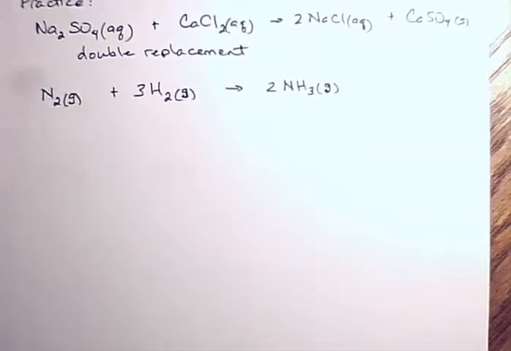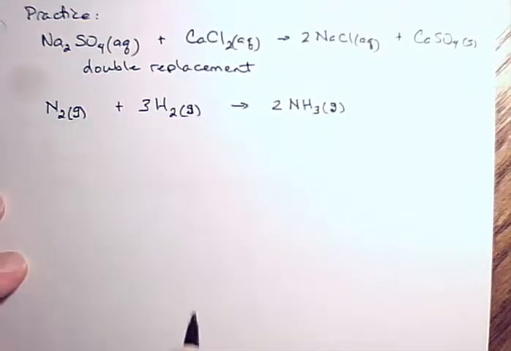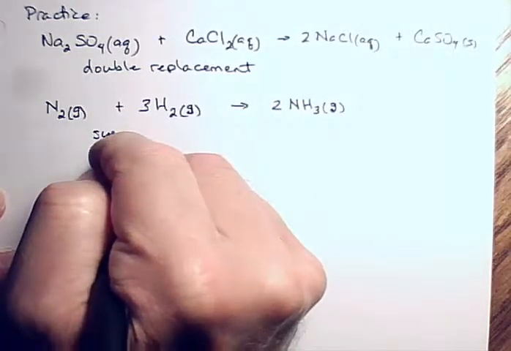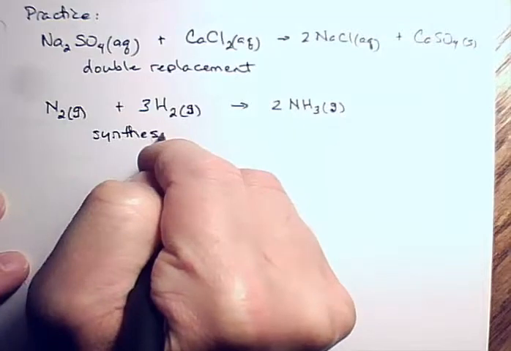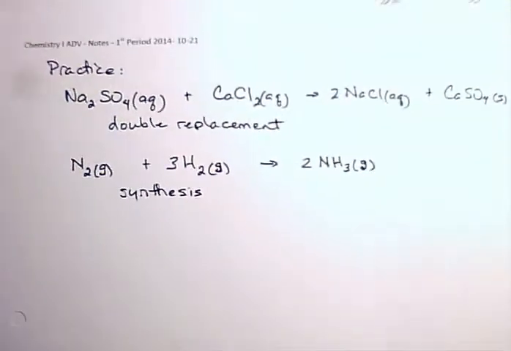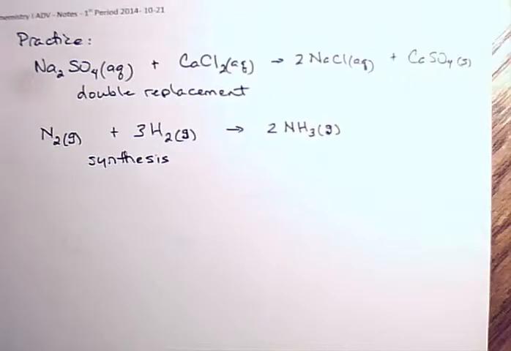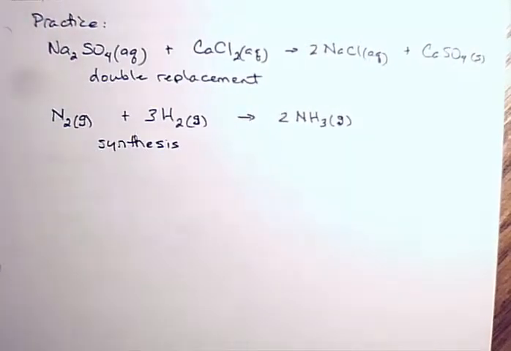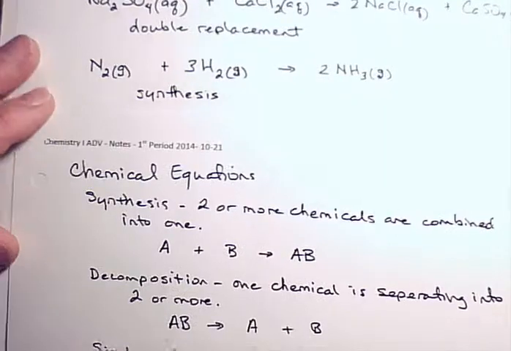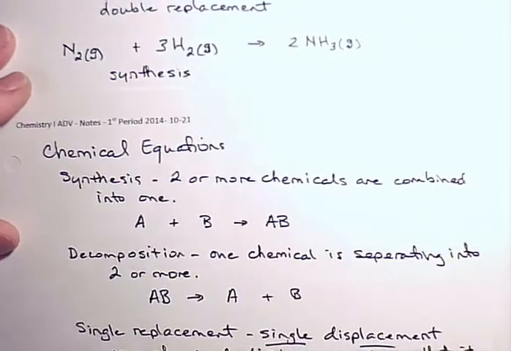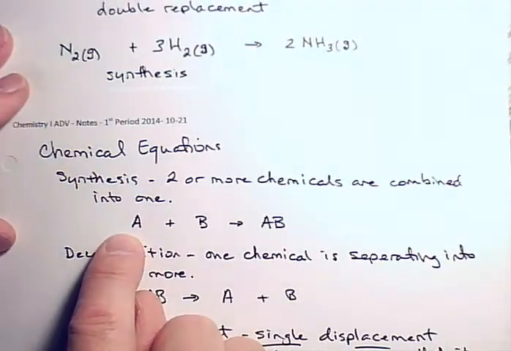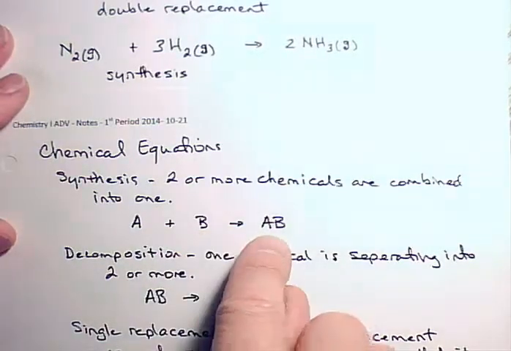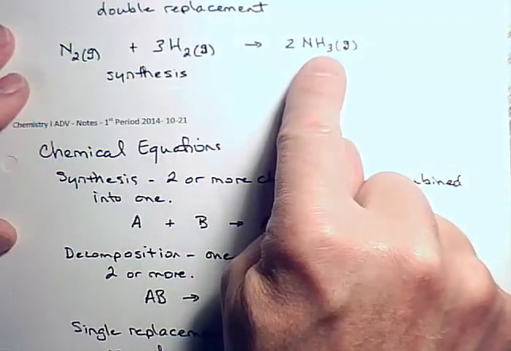Cortland, what kind of equation is this? Synthesis. Okay, we're taking two things and making it into one. Again, I don't have my notes here to show you. So synthesis was the first example that I showed you here. We have one chemical joining with a second chemical to make a combined chemical. That's what we have here.